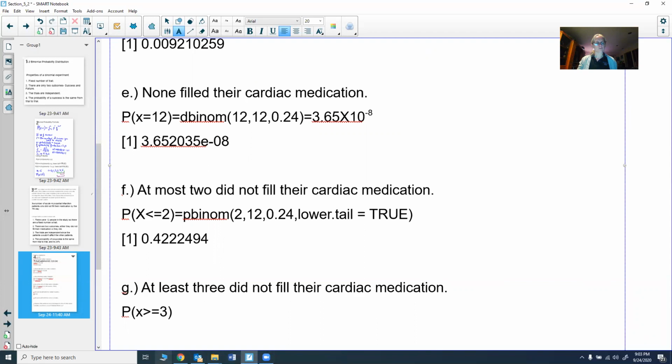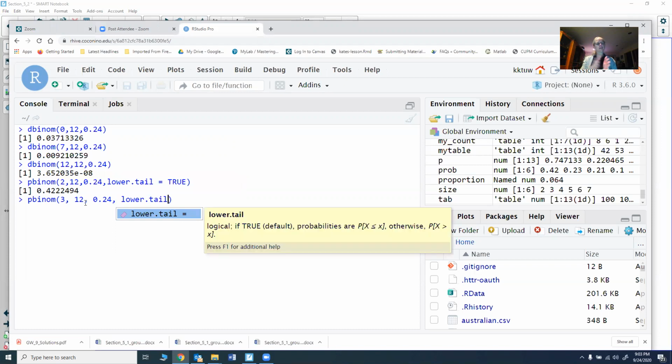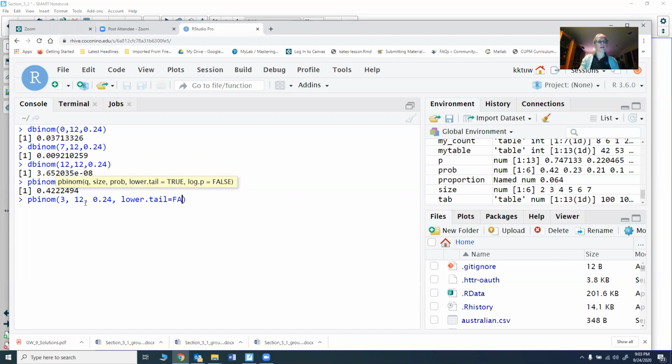All right, so going back to RStudio, again, we're going to do a pbinom. 3, I'm going to come back to that in just a second, 0.24, and then lower.tail. But because we're saying greater than or equal to, that's stuff on the upper end. We're not on the lower tail anymore. So our lower tail is actually false because we want to be greater than. We want to be in the upper part.